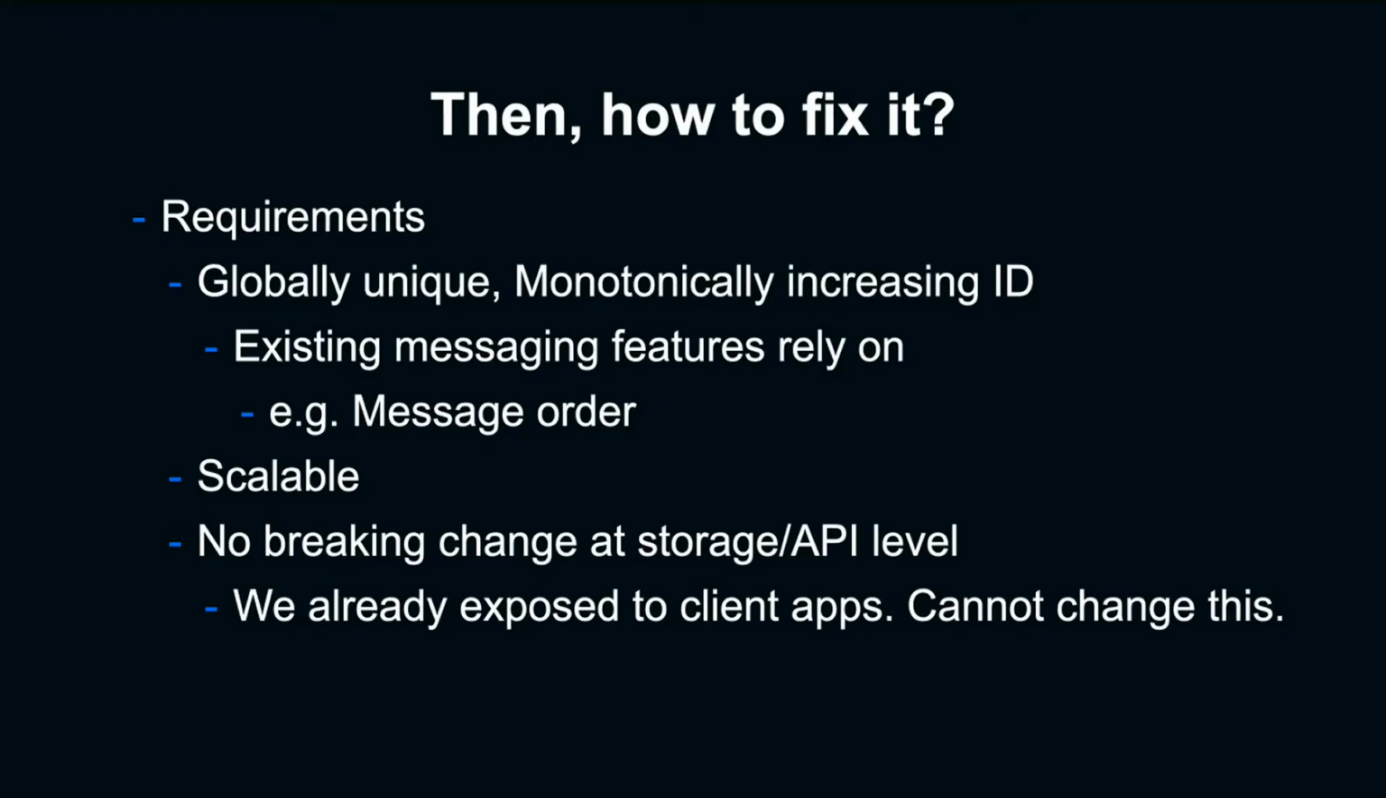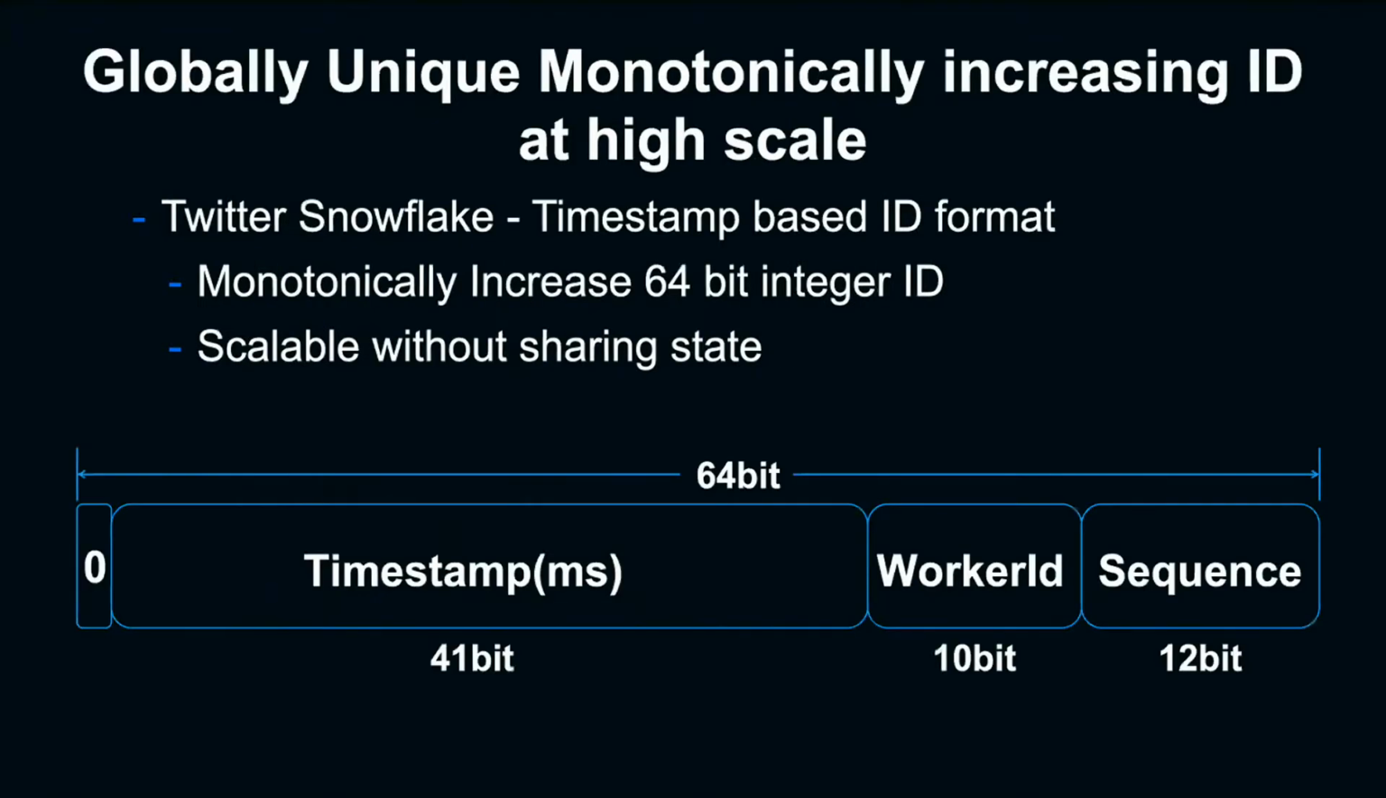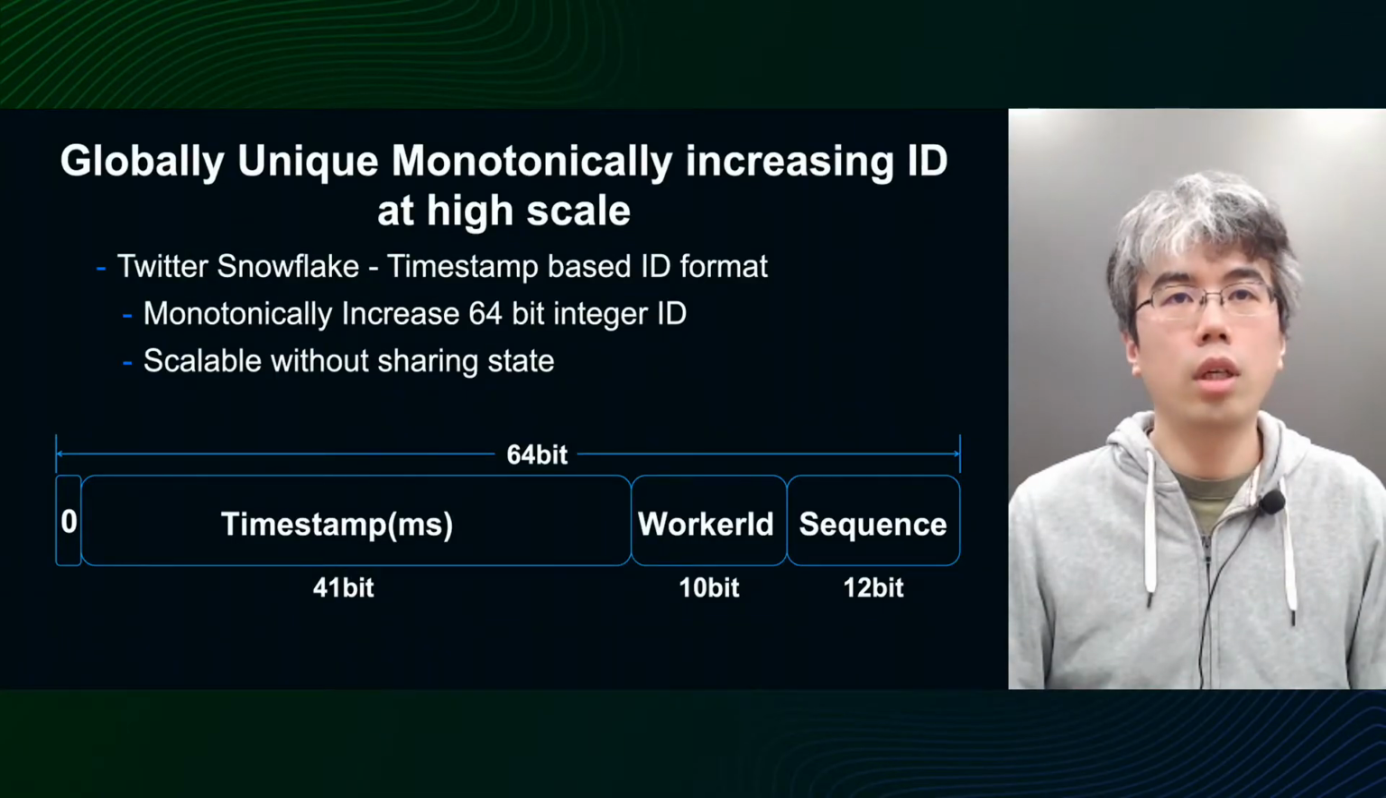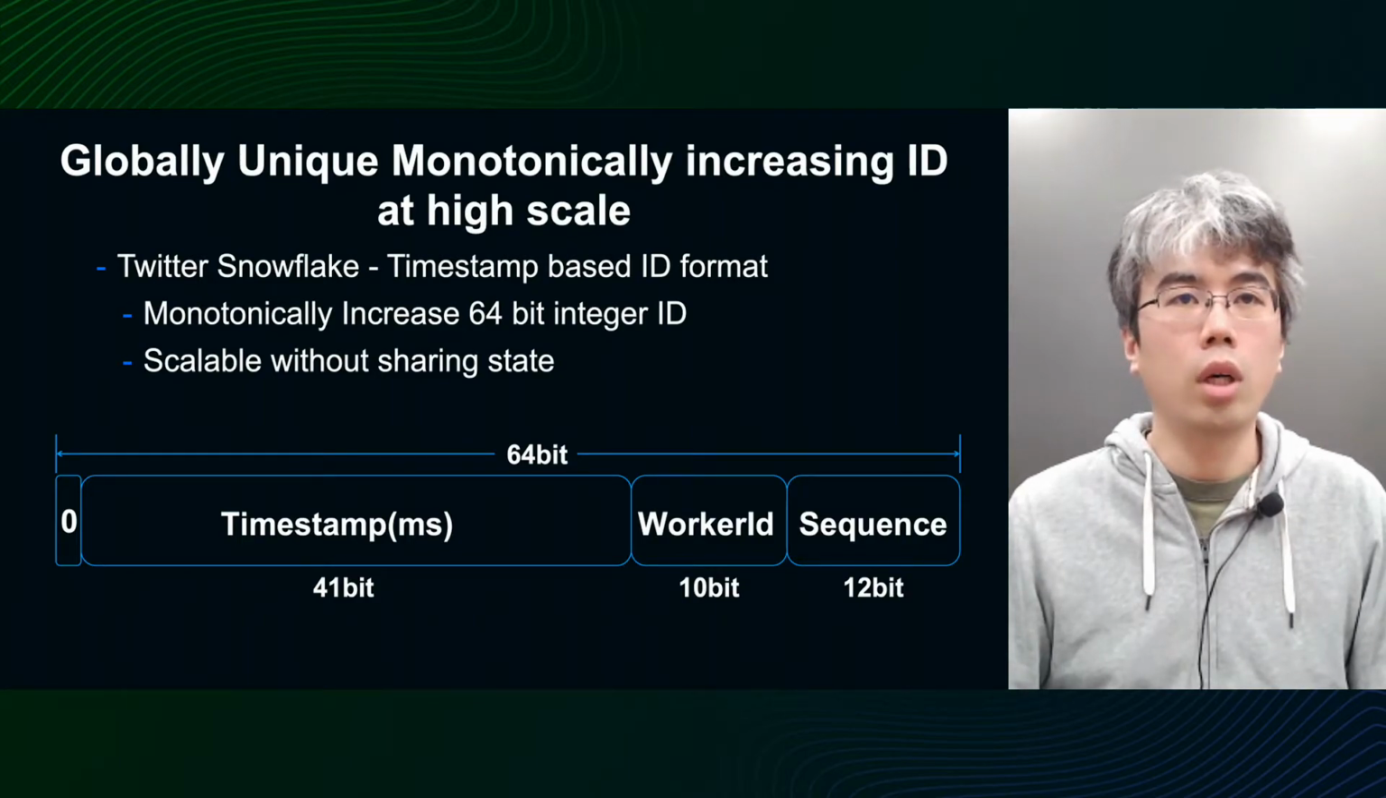Also, the ID generator needs to be scalable in order to resist network partitioning and hardware failure. Also, since the message ID is already used in the API and schema, we need to make changes without breaking changes. Finally, if we don't think about breaking changes, we can consider other formats such as UUID or GUID.